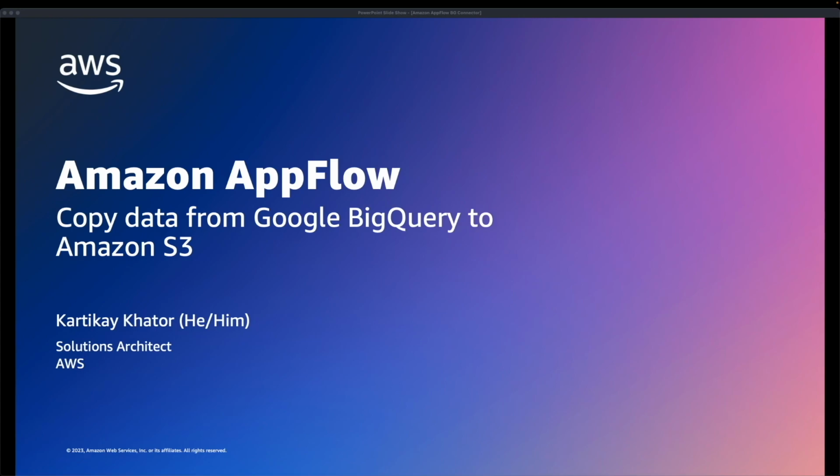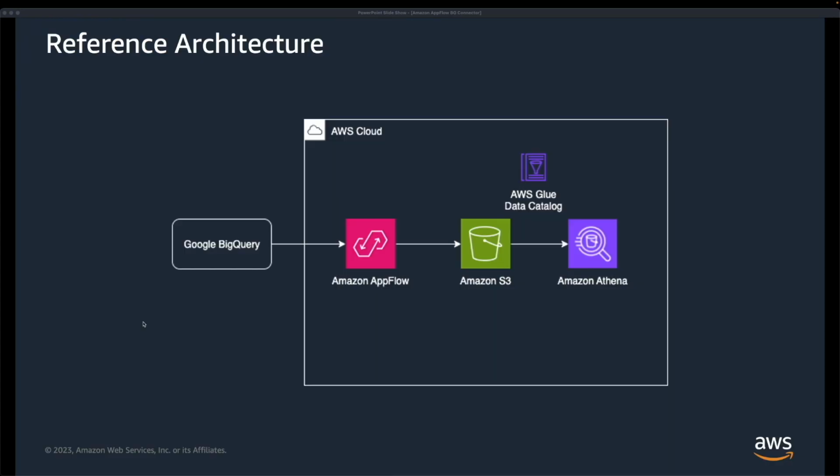Let's dive into the reference architecture of what we'll build today. We will leverage Amazon AppFlow to connect to a Google BigQuery instance and securely move data into Amazon S3, and furthermore, we'll analyze it using Amazon Athena. Now join me on the AWS console as we build the solution step by step.